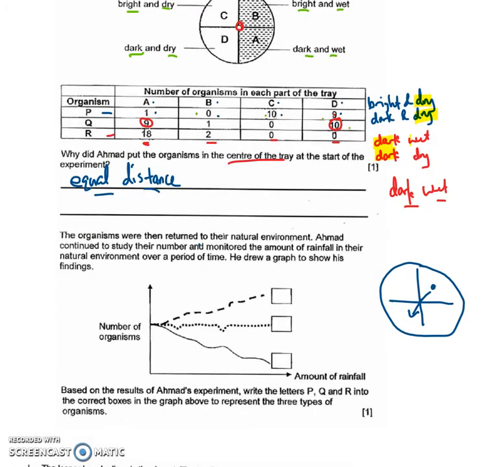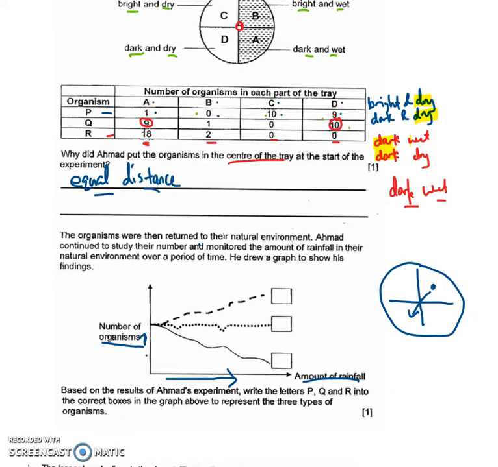The organisms will then return to their natural environment. Ahmad continued to study their number and monitored the amount of rainfall in their natural environment over a period of time. He drew a graph to show his findings. Okay, let's look at this graph carefully. So this is the amount of rainfall, and this is the number of organisms. So this graph shows, as the rainfall increases, what happens to the number of organisms?